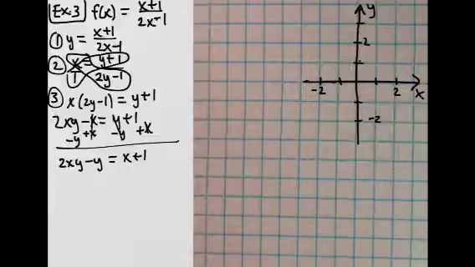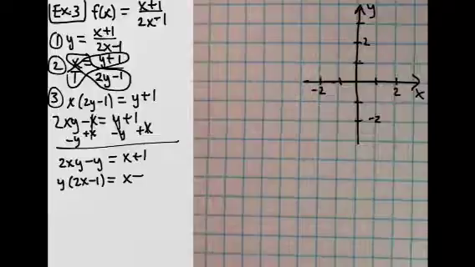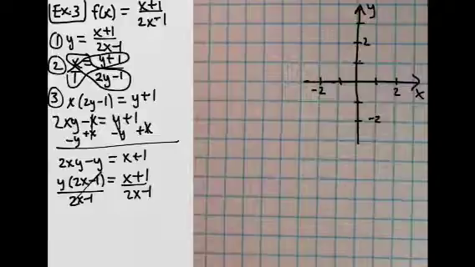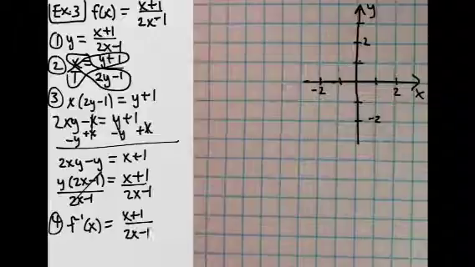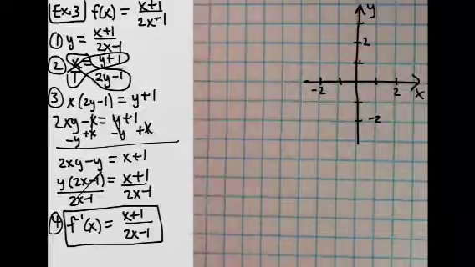Now I would need y by itself, so I'm going to factor out a y from both terms. And in order to leave this y by itself, I've got to divide both sides by 2x minus 1. So now I have left y by itself, so I could switch it out to f inverse of x equals x plus 1 over 2x minus 1. We got the same answer, right? This one looks exactly like the original. That happens sometimes. So let me show you on the graph why that's the case.